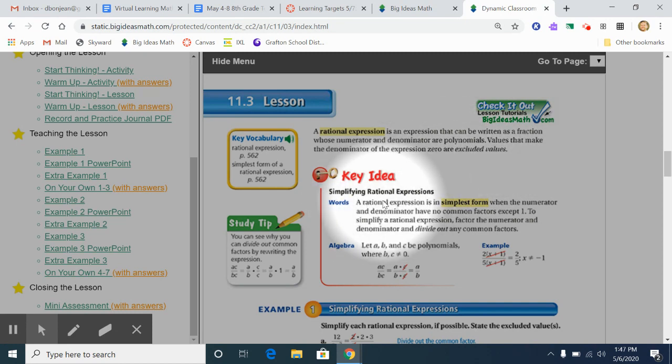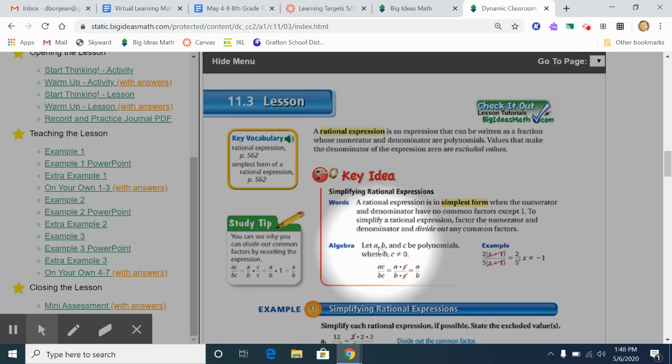Now, simplifying rational expressions, our key idea today. A rational expression is in simplest form when the numerator and denominator have no common factors except one. To simplify a rational expression, factor the numerator and denominator and divide out any common factors. So I'm going to tell you now, today's examples that we're doing will already be factored for you. Okay, so we're going to focus today on just simplifying these rational expressions and then identifying the excluded values.